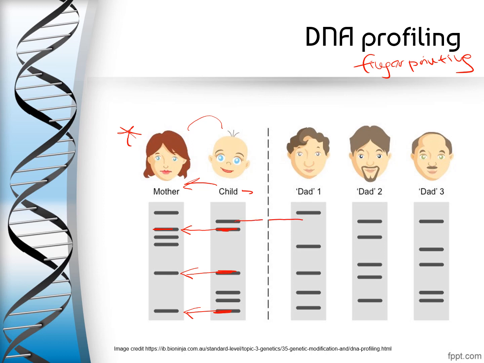Notice that this band, dad number 1 doesn't have it. Child had to have gotten it from dad, since child couldn't have gotten it from mom. And so we can rule out dad number 1. Dads 2 and 3 are still potential dads.